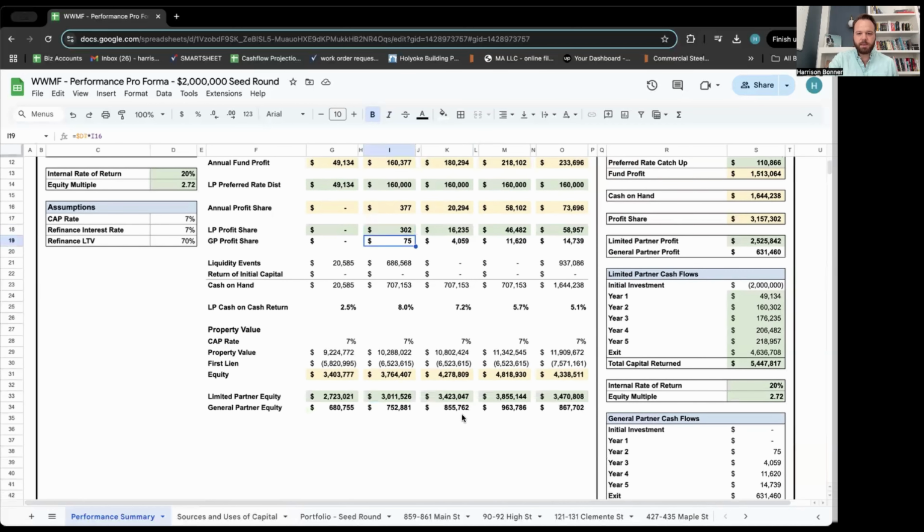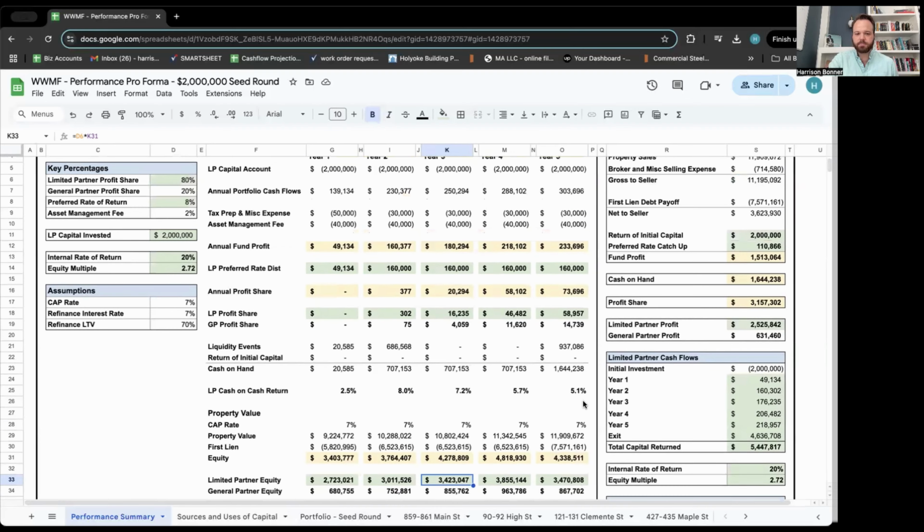Here we have a table of property values. So again, this is estimating a 7% cap rate across the portfolio, total property value, first liens associated with those, total equity in those properties, and then that equity split 80-20. Just so you can see how the portfolio is growing over time and how your percentage of the equity as a limited partner is growing over time as well.